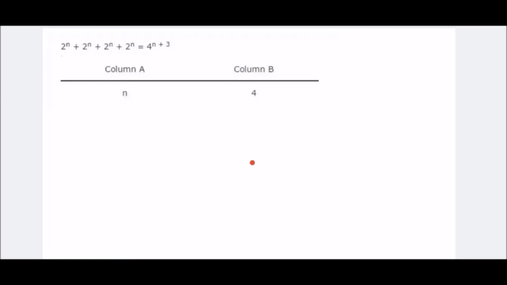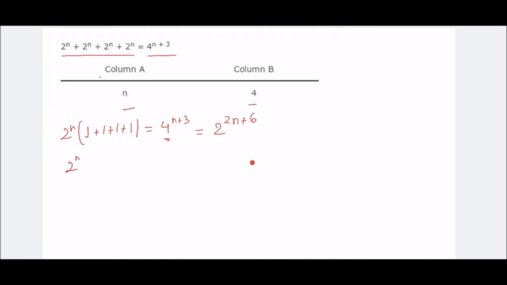Our next question is 2 power n plus 2 power n plus 2 power n is equal to 4 power n plus 3. We have to find out the n value for column A, and column B is given as 4. See, we'll take 2 power n common, then the remaining will be 1 plus 1 plus 1 plus 1 is equal to 4 power n plus 3. Make it also on 2 base, so it will become easy for us to compare. So 2 power square multiplied with n plus 3 becomes 2n plus 6.